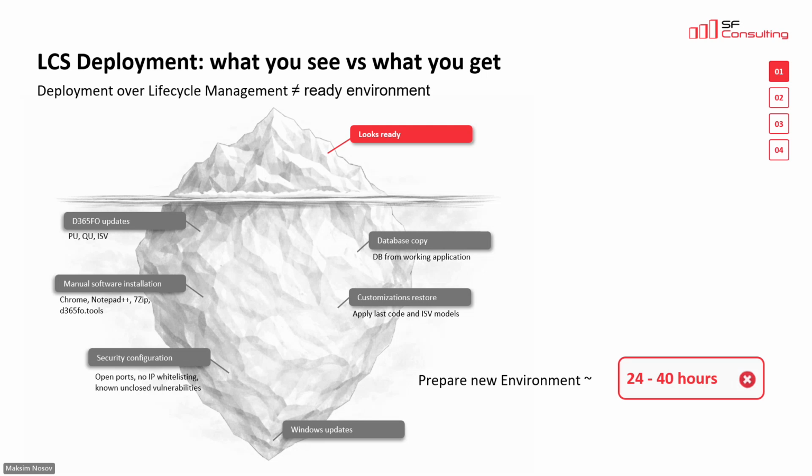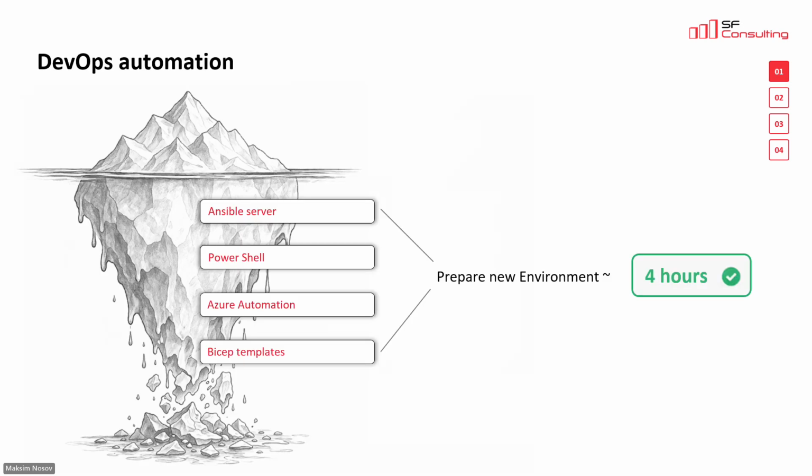So keeping this in mind, even if the environment is ready in 1 day from LCS, it may take you up to 5 days to get it ready for real productive work. But all these processes can be simply automated. The cornerstone of our automation became an Ansible server. This is a small, lightweight server requiring no additional licensing, and it can connect to any environment without any configuration and bring it to a desired state.